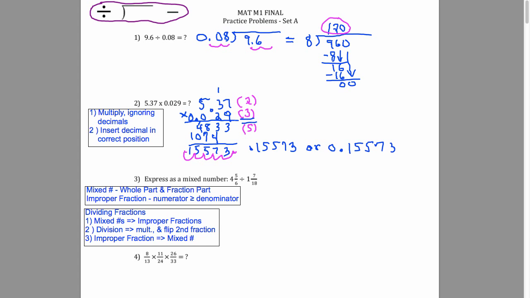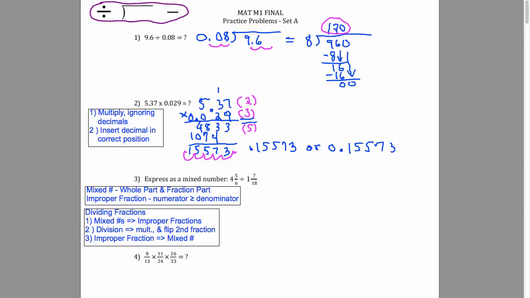In problem number 3, you're asked to divide 2 fractions. In this case, both are mixed numbers. A mixed number is something that consists of a whole part and a fraction part. We see 4 and 5/6, for instance. 4 is the whole number, 5/6 is the fraction part.